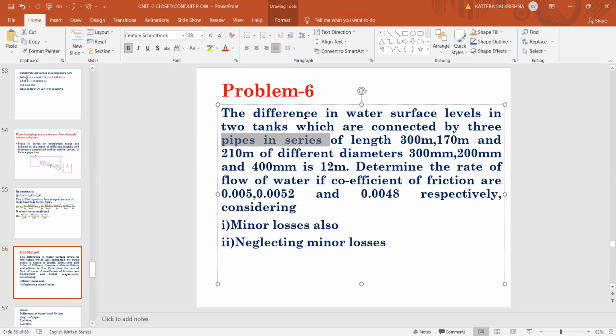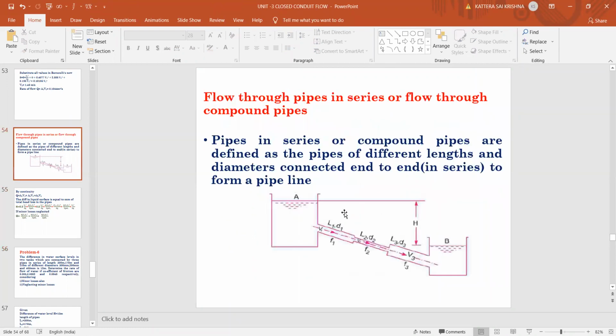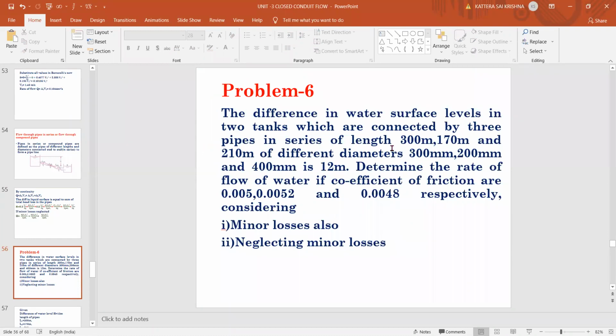So the 3 pipes are connected in series, which are again connected to 2 tanks like this, as in the problem I have shown here. The lengths of the pipes are given: one is 300 meter, one is 170 meter, and 210 meters, of different diameters. For the first length, 300 meter, the diameter is 300 mm. Next, 200 mm is the second pipe's diameter, and 400 mm is the third pipe's diameter.